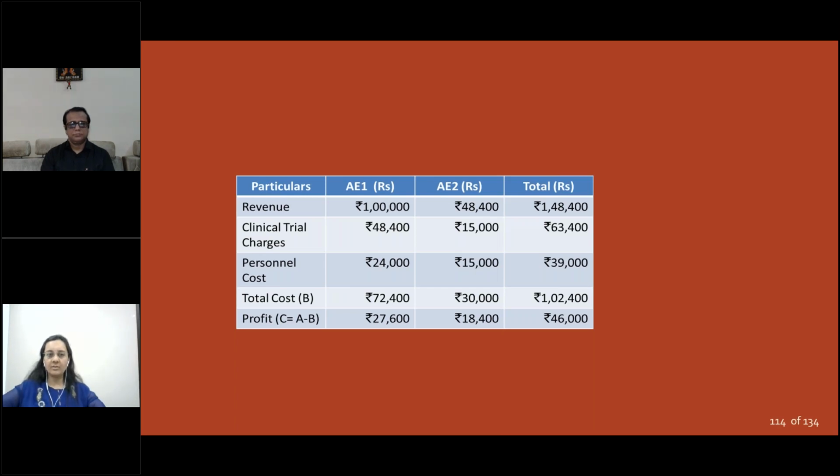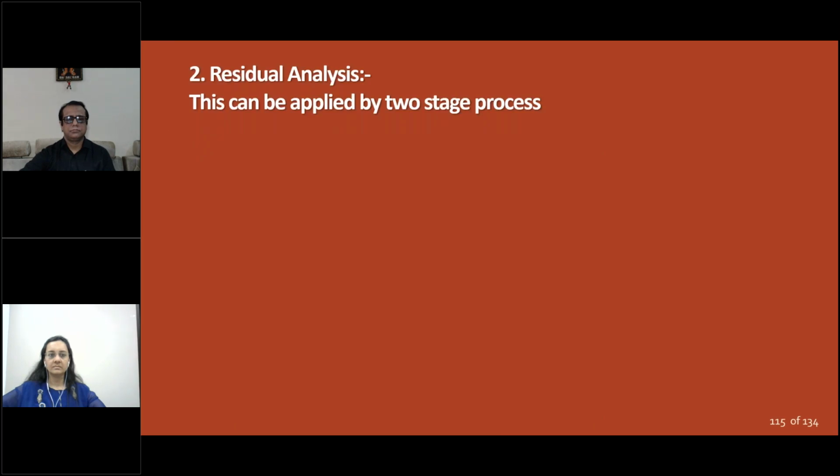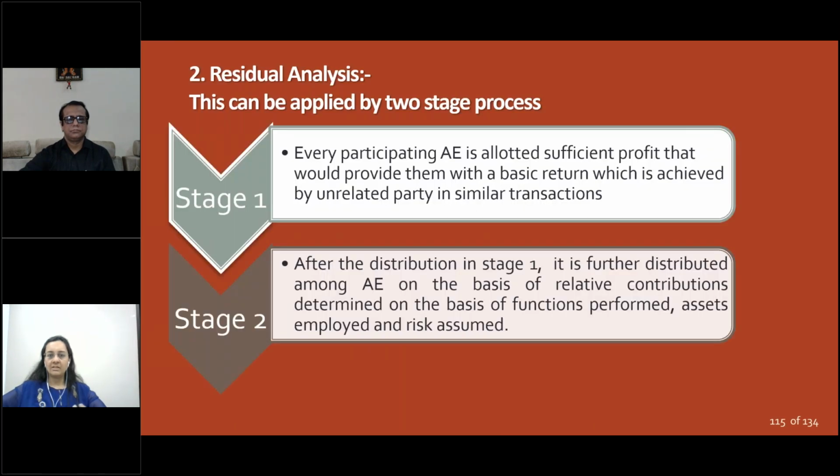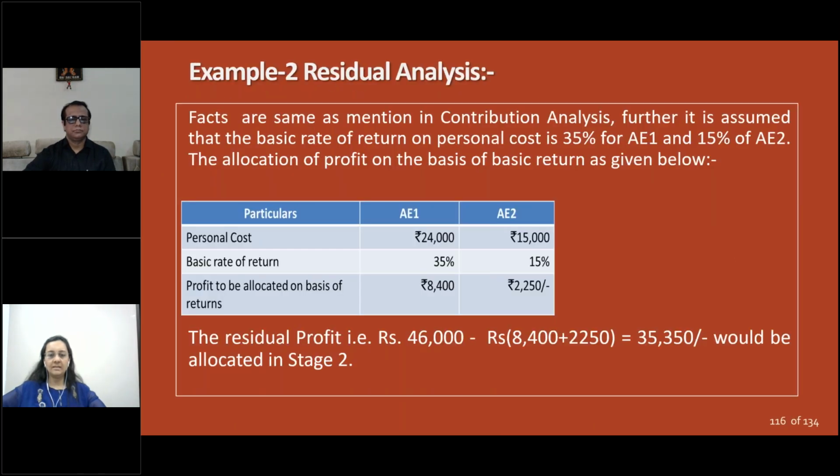So the total profit, if you see in the last row, is 46 only. But there has to be a change in the profit inter se between A1 and A2 through the revenue model, so that the correct profit is allocated to the correct entity based on its contribution. I've explained how this is to be applied.